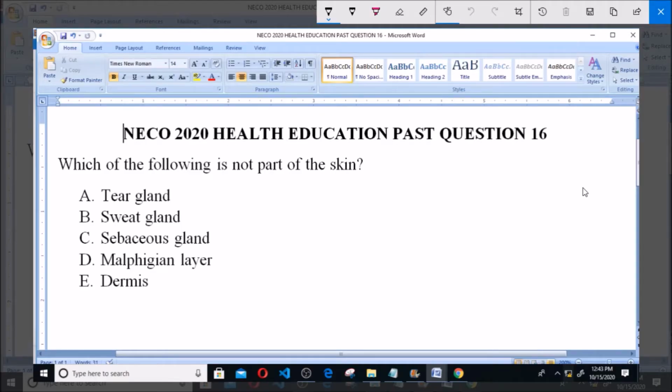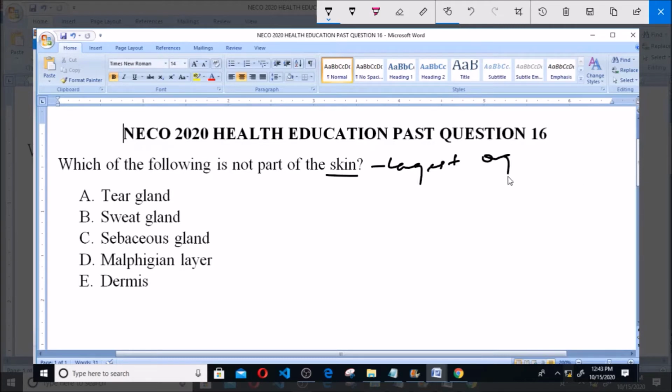I'll be answering NECO 2020 Health Education Past Question 16. Which of the following is not part of the skin? A. Tear gland, B. Sweat gland, C. Sebaceous gland, D. Malpighian layer, and E. Dermis. Now, like we know, the skin is the largest organ in the body.